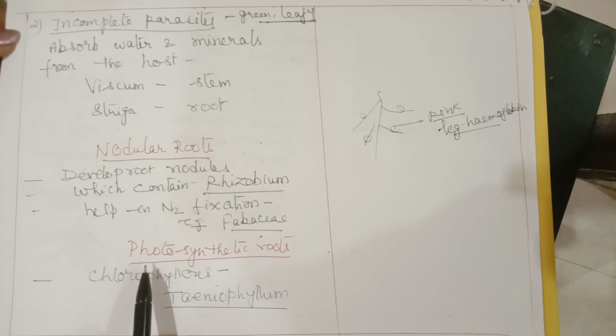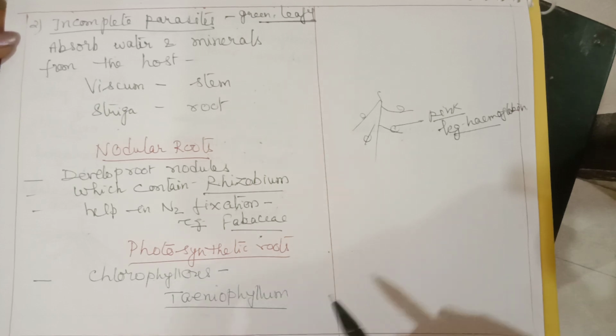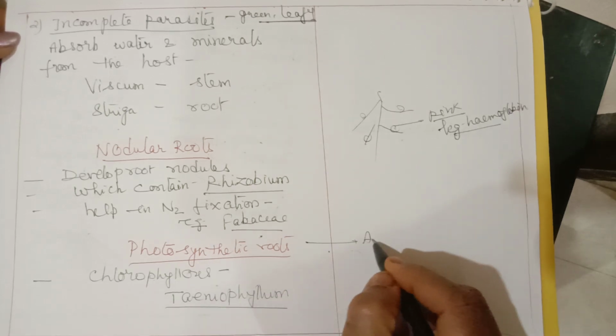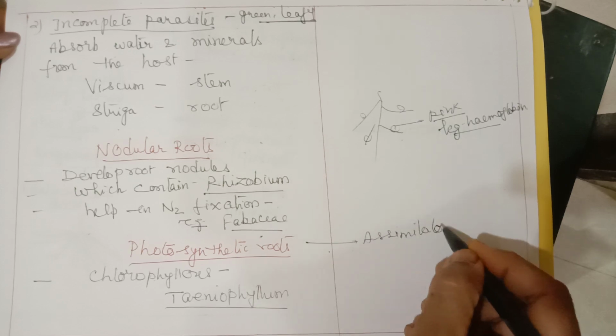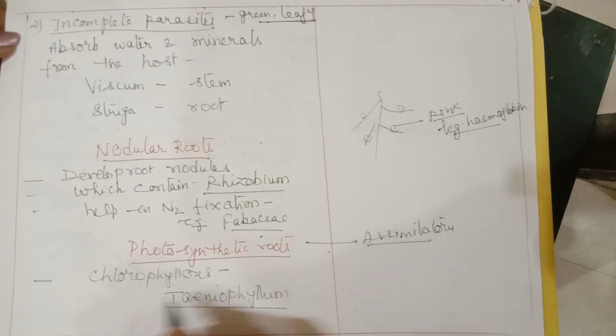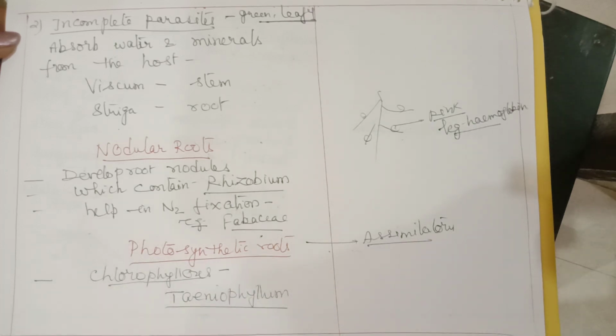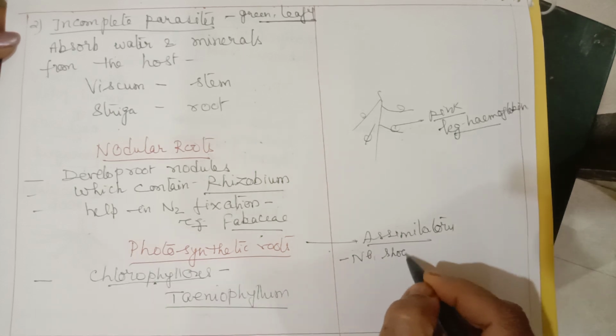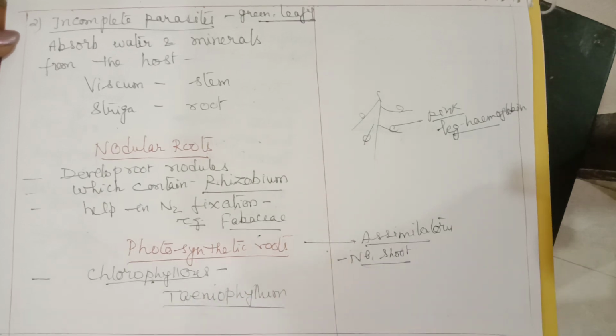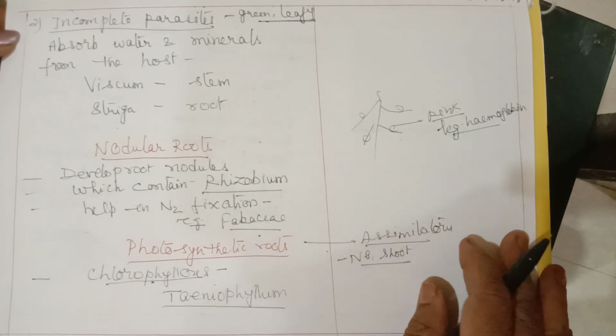Now the last type is called photosynthetic roots. Photosynthetic roots are also called assimilatory roots. Assimilation means synthesis of food material. These are chlorophyllous, or green in color. Normally these plants do not have any shoot system. There is no shoot system here. Only the root system is present, which grows on another plant.